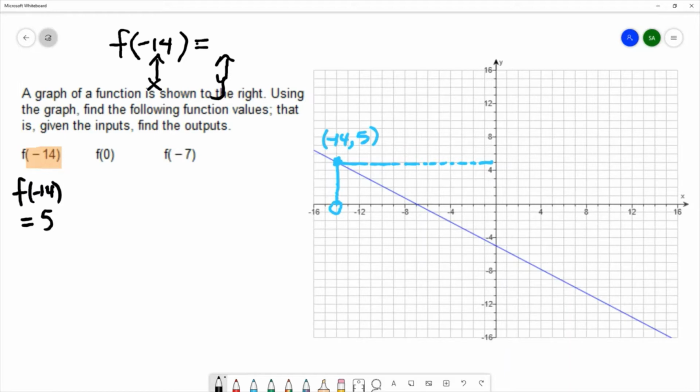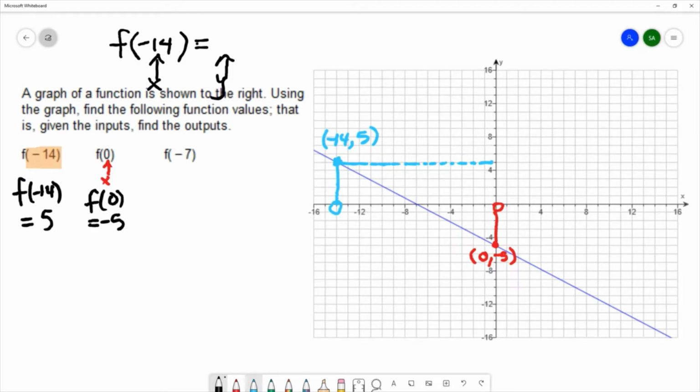We can do the same thing with the next one, f of 0. So 0 is the x, and x of 0 would be right here. We want to go to the graph and record what that y coordinate is. So that ordered pair has an x coordinate of 0 and a y coordinate of negative 5. So we have f of 0 equaling negative 5.